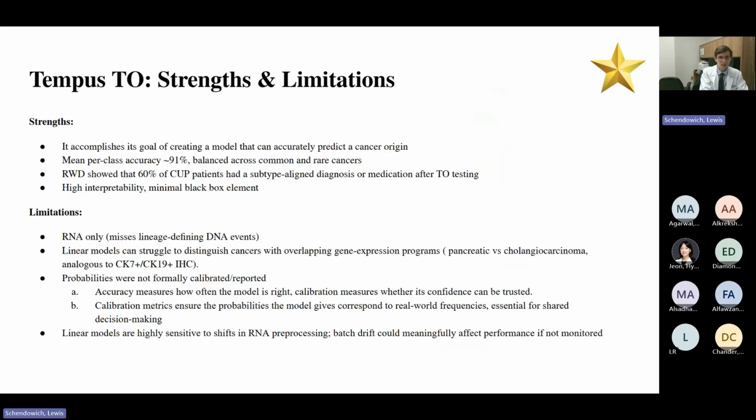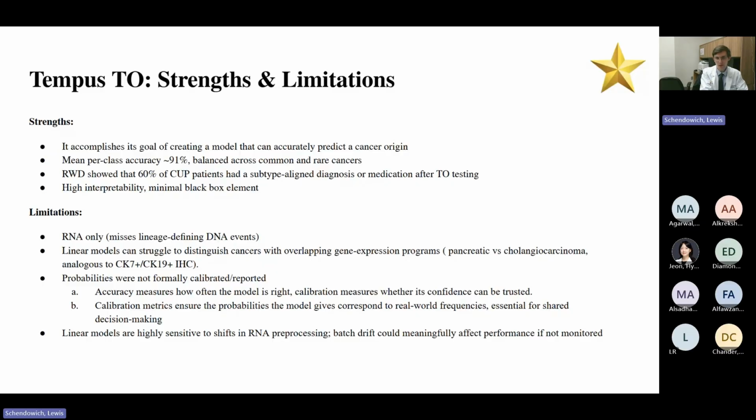Some of the limitations is that it's only RNA alone. It doesn't have any DNA elements incorporated into the model. Some of these specific types of models, such as linear models, may have some difficulty distinguishing between cancers with overlapping gene expression programs, such as pancreatic versus cholangiocarcinoma. That's kind of similar to how the IHC markers are now even struggling to separate them. Additionally, the probabilities were not formally calibrated or reported.